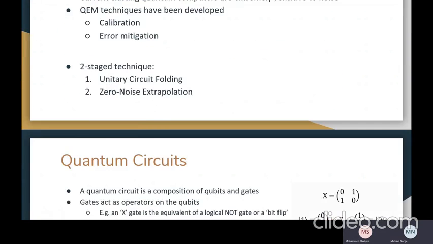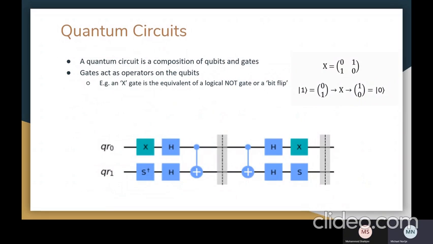To do circuit folding, we first need a circuit. A quantum circuit is simply a composition of qubits and gates. The gates act as operators that affect the state or phase of a qubit. On an ideal quantum computer, this circuit will not have any error. However, on a real quantum computer, there is some noise present resulting in error. This noise behavior can be small, but still impacts the final result. We use circuit folding to scale up the error so that it can be properly characterized.